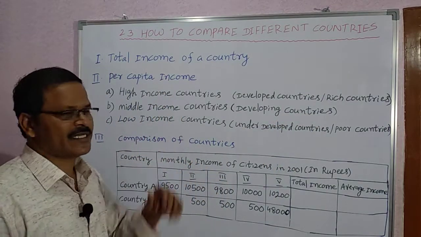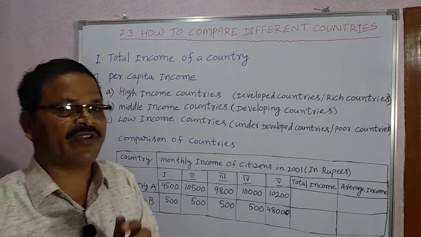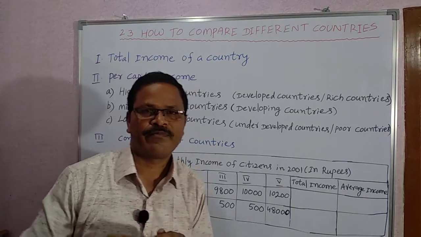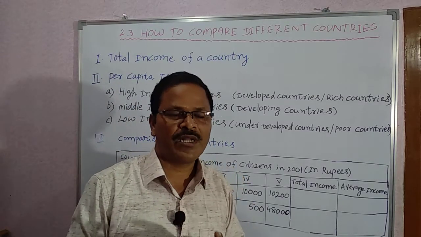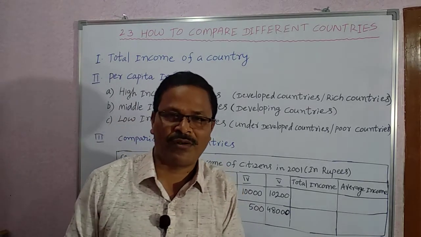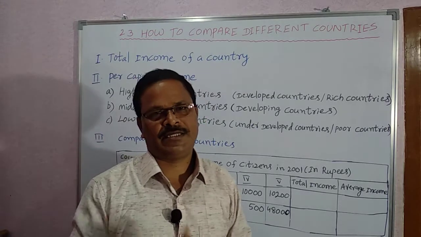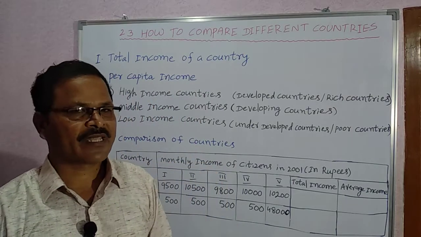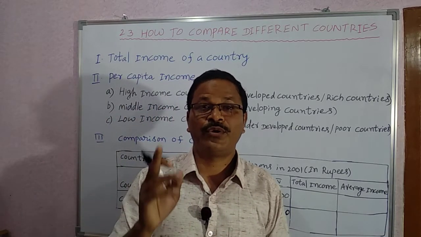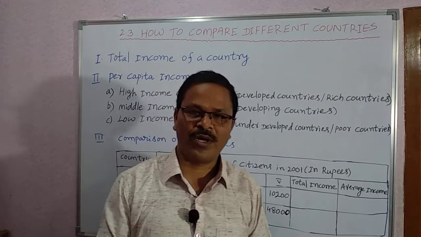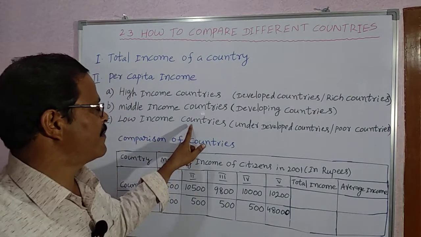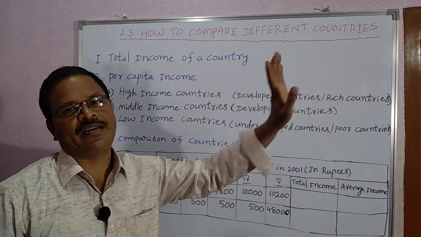Next, low income countries. What is the definition for that? Countries with a per capita income of $1,035 US or less per annum in 2012 are called low income countries. Low income countries are also called underdeveloped countries or poor countries.